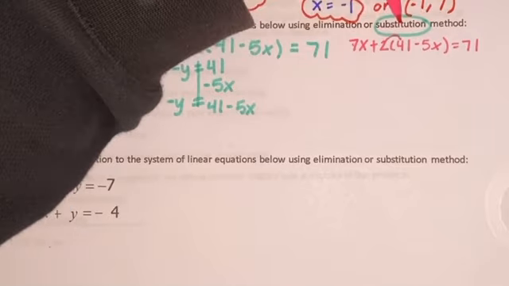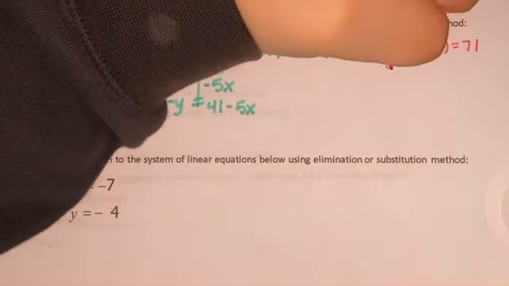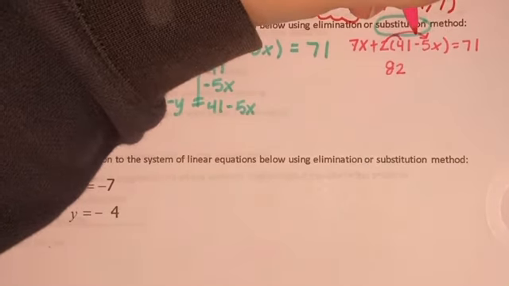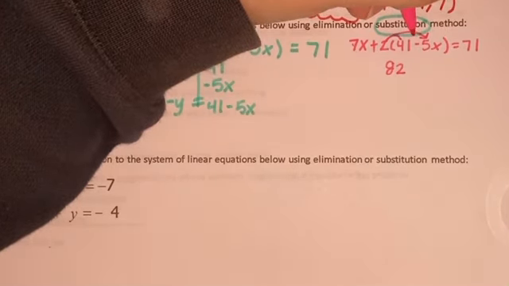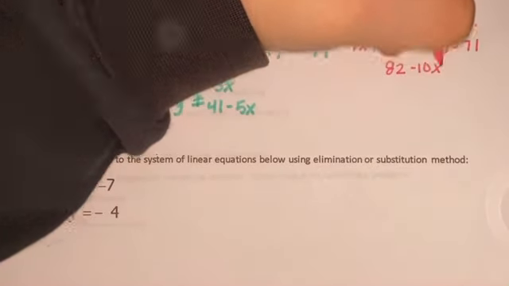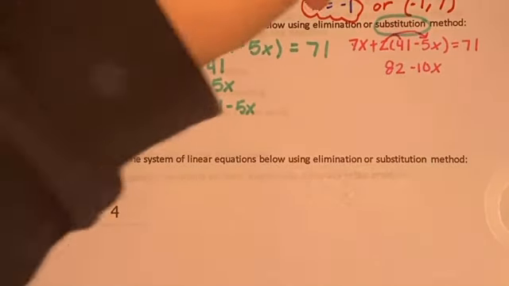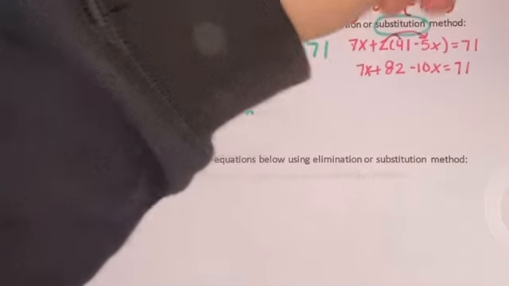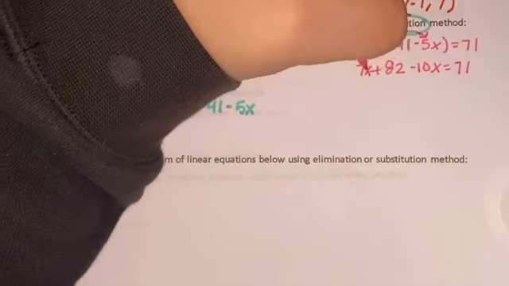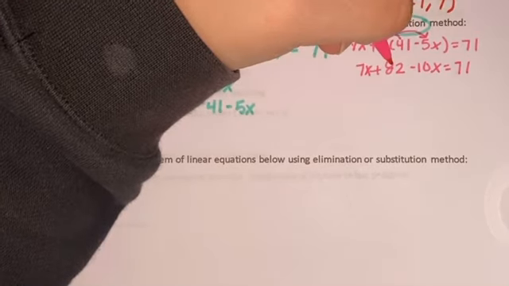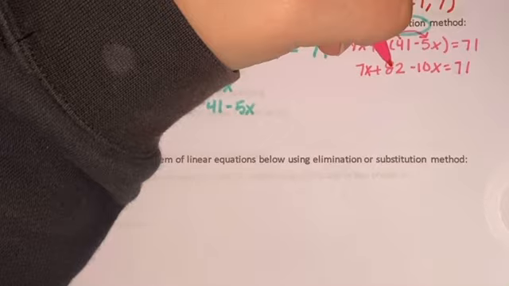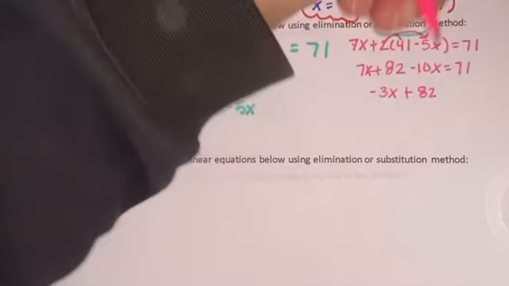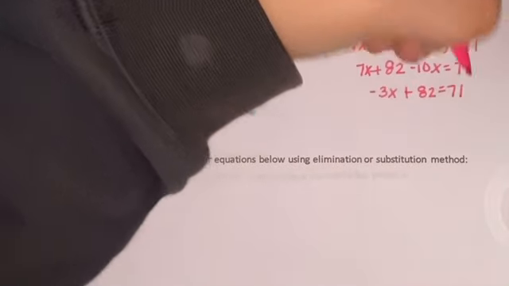So 2 times 41 is 82. And then 2 times negative 5 is negative 10, negative 10x. And then we would just bring down the 7x equals 71. So now we're going to combine like terms. So 7 plus negative 10. So negative 3x plus 82 equals 71.